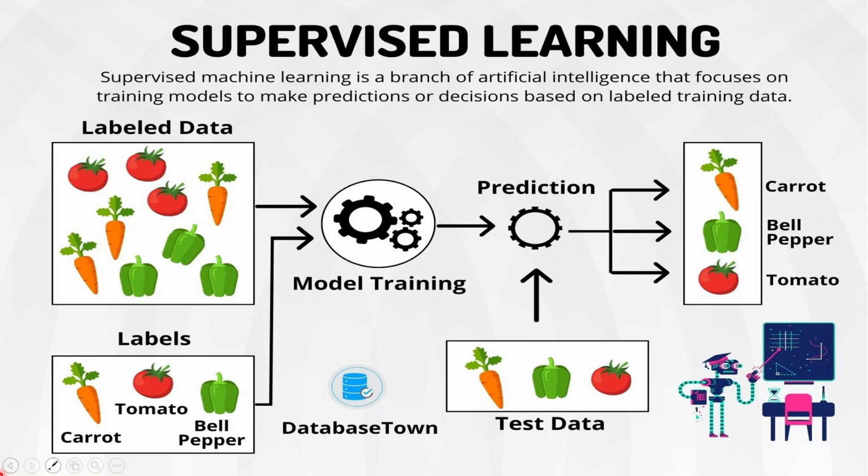Next, as we discussed before, in this model it is trained on labeled data. When we test the model on the same data without any label, it predicts the output. Here labeled vegetables like tomato, carrot, and bell pepper are given to the model and it is trained by extracting the features of the vegetables and predicts the desired output.